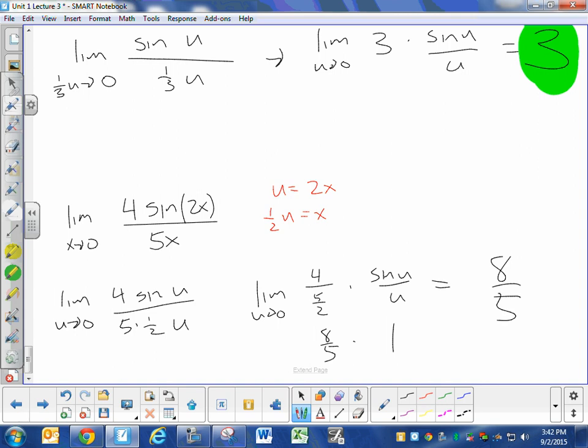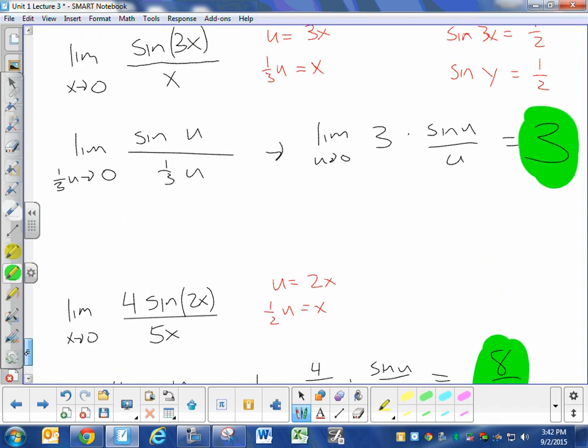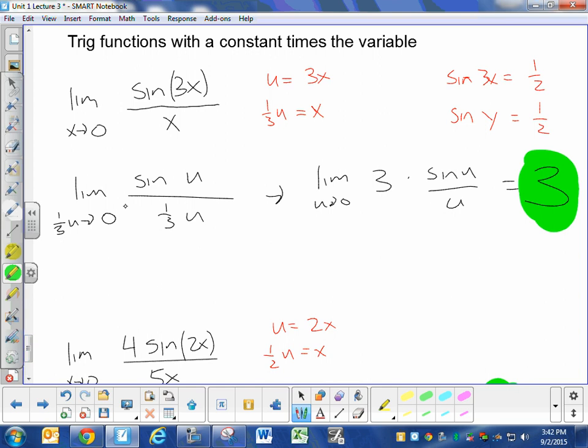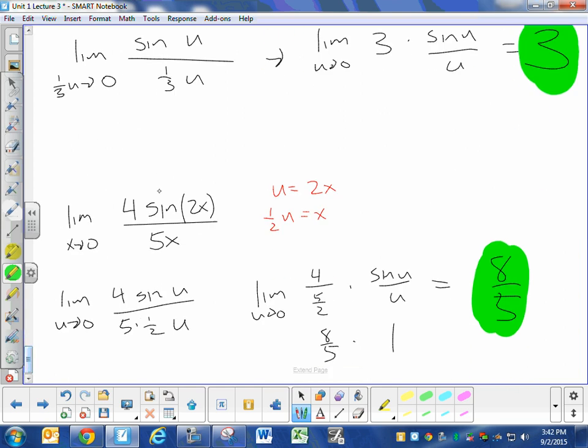Okay, so that's the technique. Now let's look at the original problems again. We had the sine of 3x over x. That answer was 3. We had 4 sine 2x over 5x. That answer was 8/5. The technique works, but can you think of a shortcut?